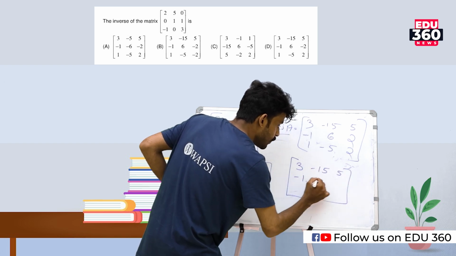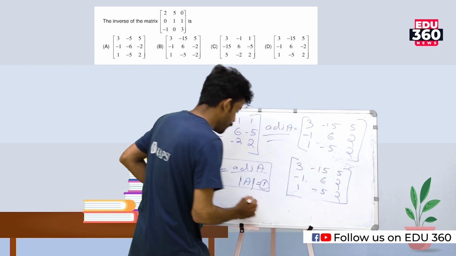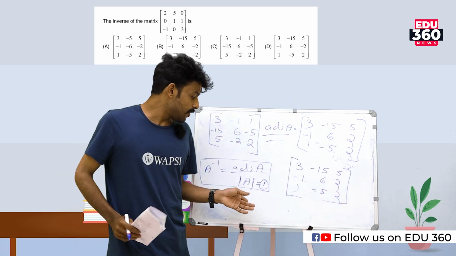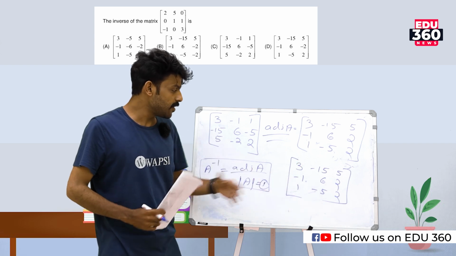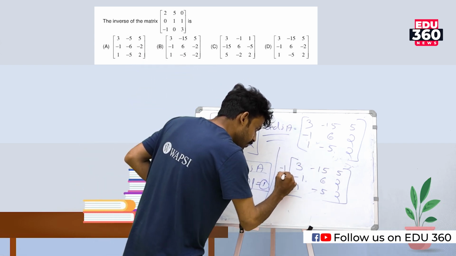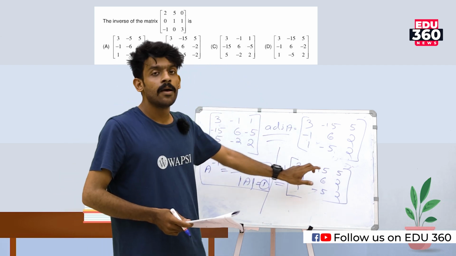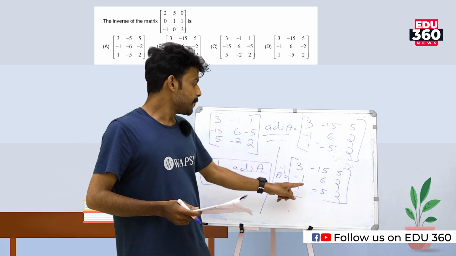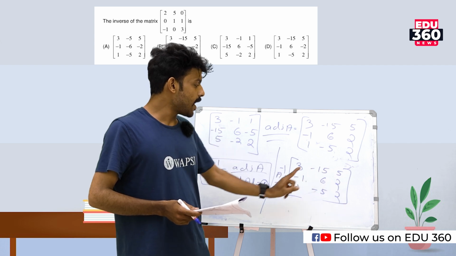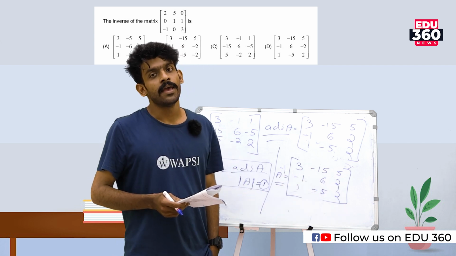Minus 1, 6, 2 and 1 minus 5, 2, divided by, yes, the value of the determinant is 1. So divided by 1 means this matrix. So this is the answer, A inverse. The inverse of the given matrix is this: 3, minus 15, 5, minus 1, 6, 2, and 1, minus 5, 2. Yes, so this is the inverse matrix.